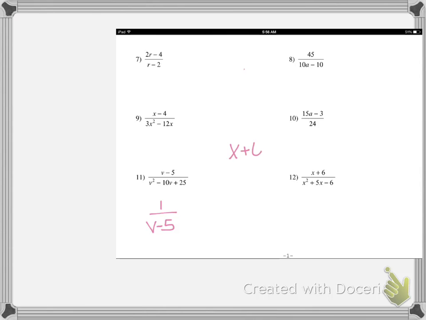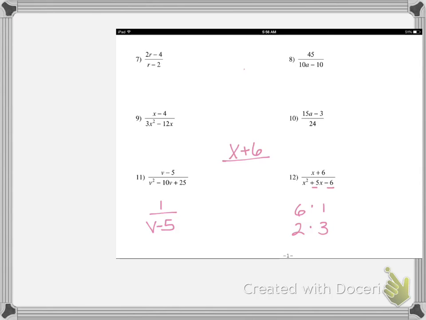Can't do anything else with that one. And in the bottom, sum product. So what two numbers come together to give you 6 when you multiply and 5 when you add? Well, there's two sets, 6 and 1, and 2 and 3. So 6 times 1 and 2 times 3 will add to give you 5.